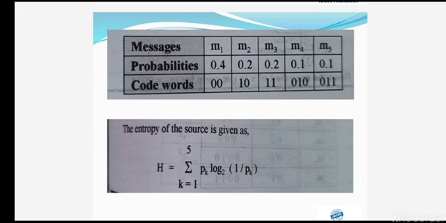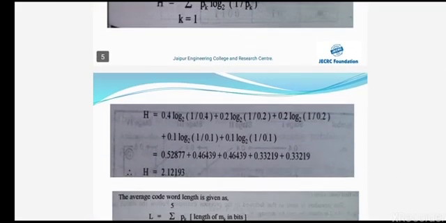These are the codes for all the messages given in this table: m1 is 00, m2 is 10, m3 is 11, m4 is 010, m5 is 011. Now we can easily find the entropy. As we know, entropy is the average information, and it is denoted by the capital H. We can mathematically calculate the entropy as the summation for k equal to 1 to 5 of pk log2 of 1 by pk. Mathematically, the value is 2.12.